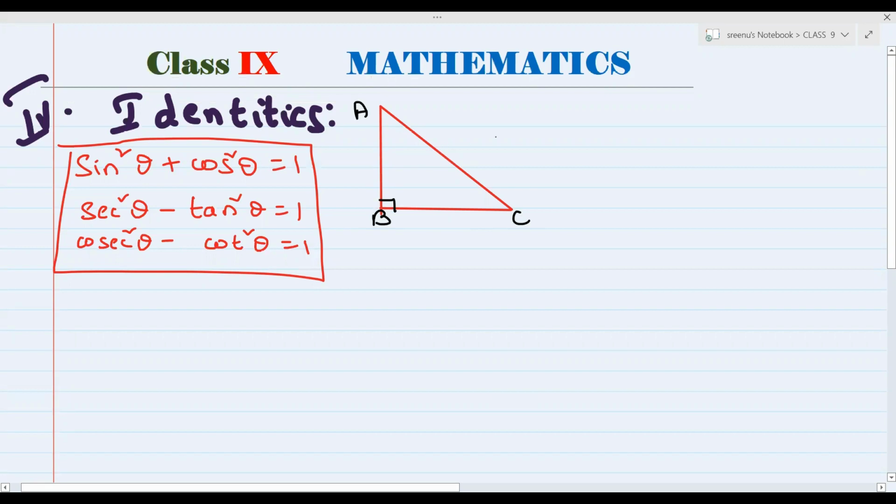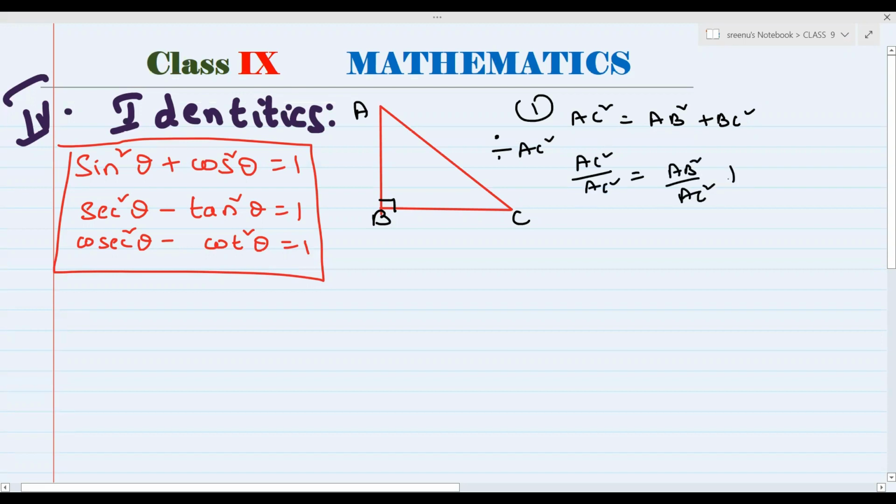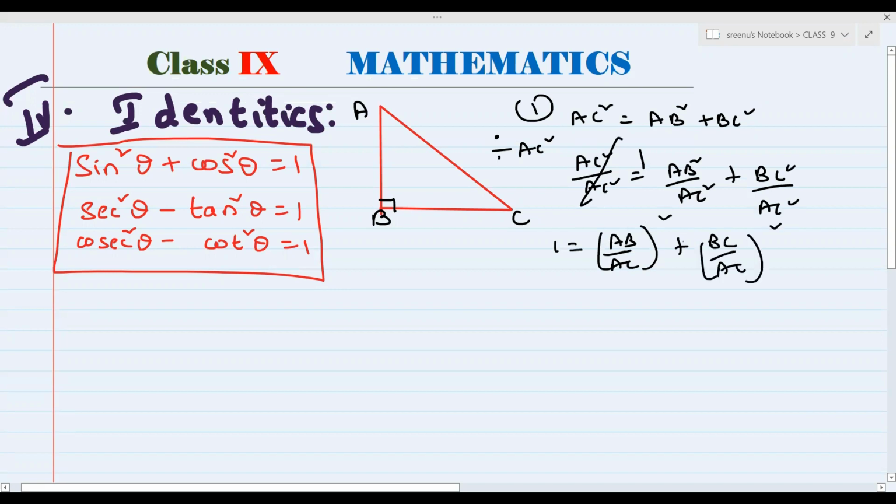The angle is equal to 90. And the right angle triangle concept is AC square is equal to AB square plus BC square. First you divide with AC square. First identity: the whole equation divided by AC square. So this will be 1. 1 is equal to (AB by AC) whole square plus (BC by AC) whole square.